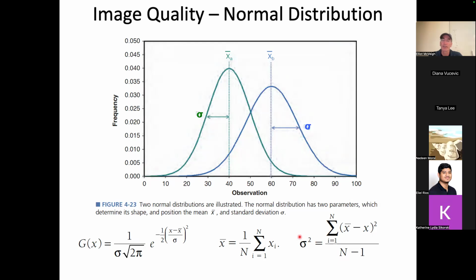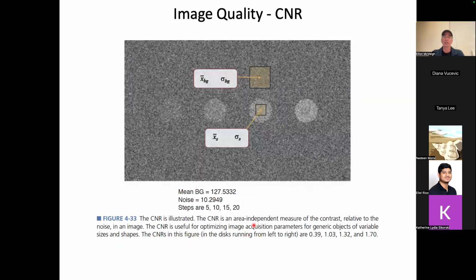You can measure sigma because it's the mean minus every other pixel, right? And you square that and then divide by n minus 1 because we used 1 degree of freedom to calculate the mean. And that gives you sigma squared, this function. So you take the square root of that to get sigma. And then the mean, you all know how to compute a mean. You just take every pixel, add it up, divide by the number of pixels, right? So that's called the contrast to noise.